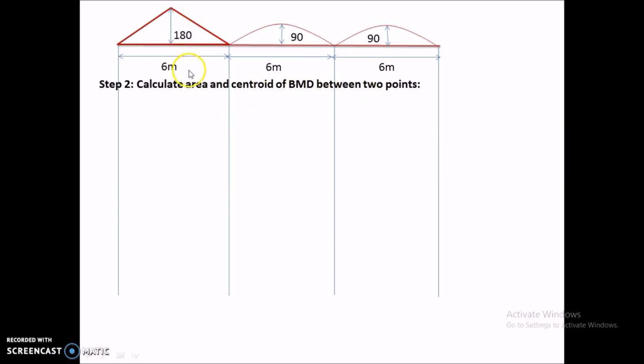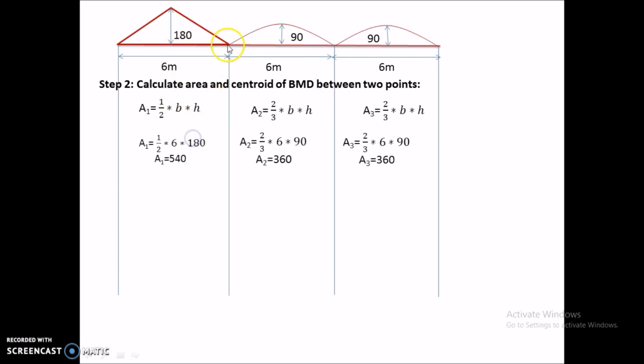So the area of this triangular part is half base into height, that is half, base is 6 and height is 180. So A1 is 540. Coming to this parabolic part, second part, area is 2/3 of base into height, 2/3 into base is 6 and height is 90, that is 360, A2, and same for A3 also, it is 360.